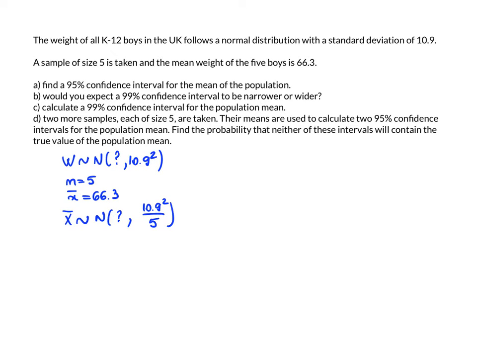I want a 95% confidence interval for the mean of the population, and the confidence interval will be related to my sample. So for my sample, the mean is 66.3. Therefore, I am under this distribution, and I need to find a 95% confidence interval. That's the interval I need to find.